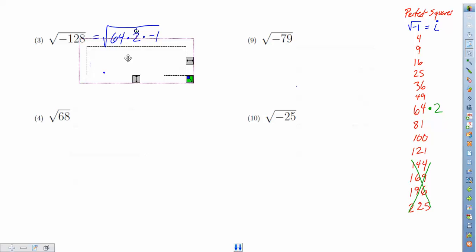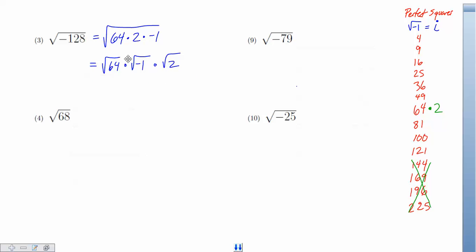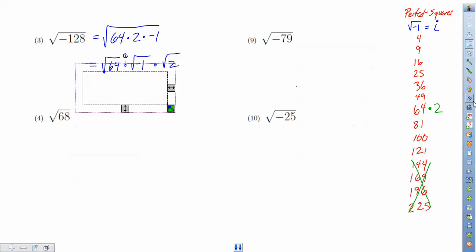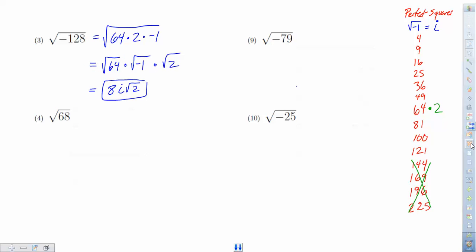And so then we can take the square root of 64, the square root of negative 1, the square root of 2. What would come first when we write our final answer here? You got it, the square root of the perfect square. So the first thing you write would be the 8, followed by the i, and then the square root of 2. So 8i square root of 2.